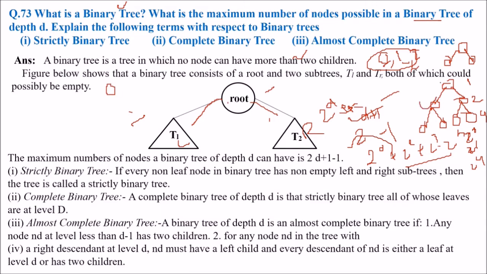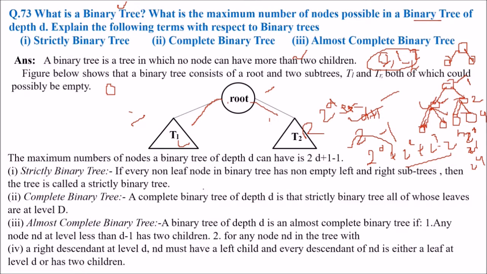This is a strictly binary tree because all the nodes which are not leaf nodes, these two are not leaf nodes, so they have non-empty left and right subtrees. This is called a strictly binary tree.